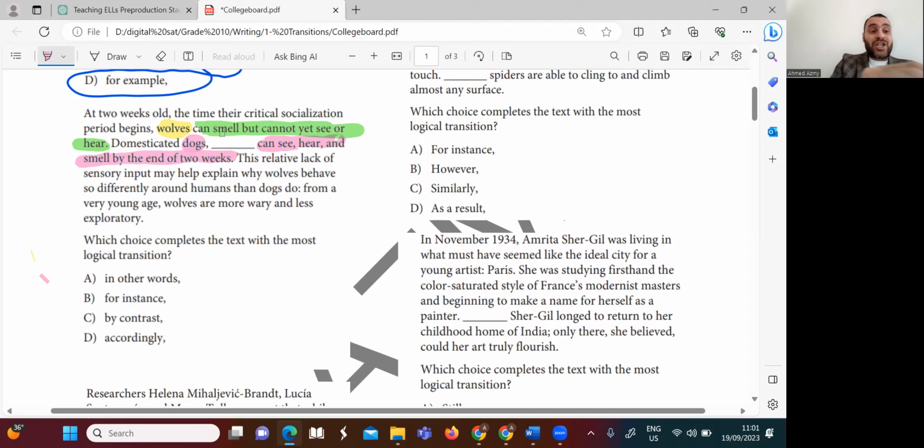So what is the relationship here? It's a contrast relationship. So the answer should be "by contrast." It's a contrast relationship because we are comparing and contrasting between the wolves that can smell but not see, and dogs that can do all things: see, hear, and smell. Thank you.